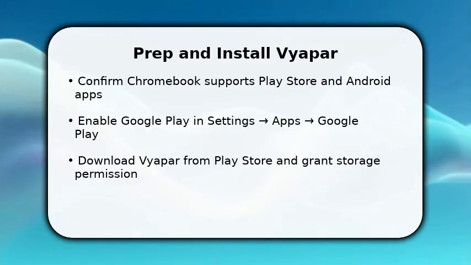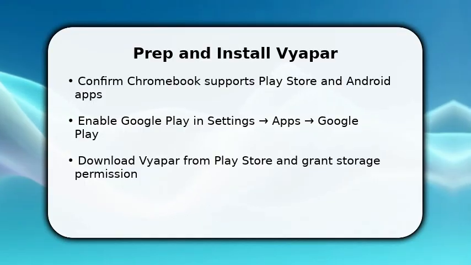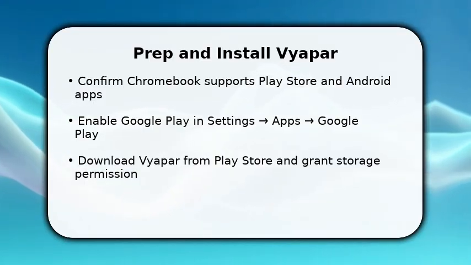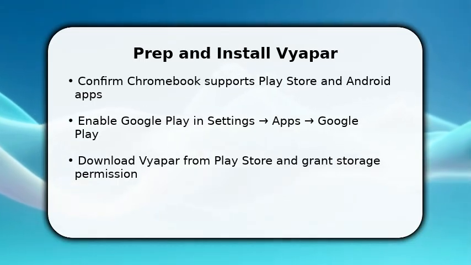Enjoy the video. You start by enabling the Google Play Store because Vyapar runs as an Android app on Chromebook. Once done, open Settings, go to Apps, and turn on Google Play. This allows app installs. Next, search the Play Store for Vyapar and tap Install.